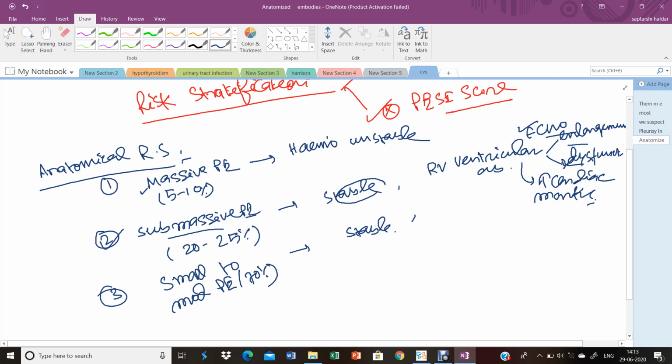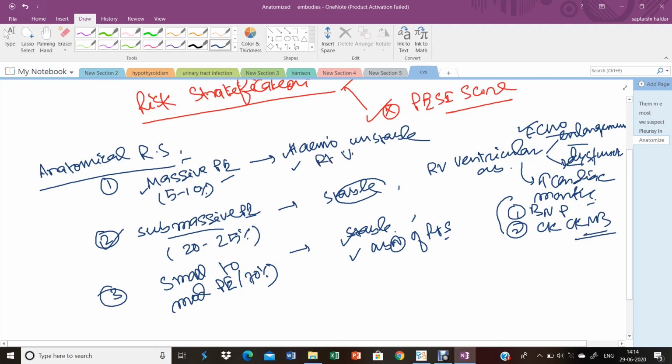What are the cardiac biomarkers? These include BNP and CKMB. In small cases, the patient is stable and has no abnormality of the right side of the heart. In massive pulmonary embolism, the patient is hemodynamically unstable and will have right ventricular problems, and may develop a major thrombus in the right ventricle due to clogging of the blood.